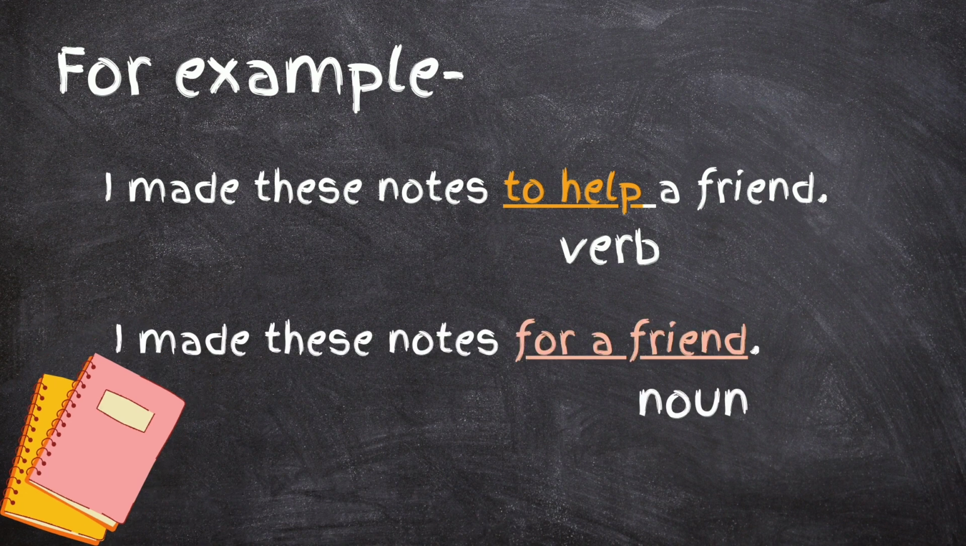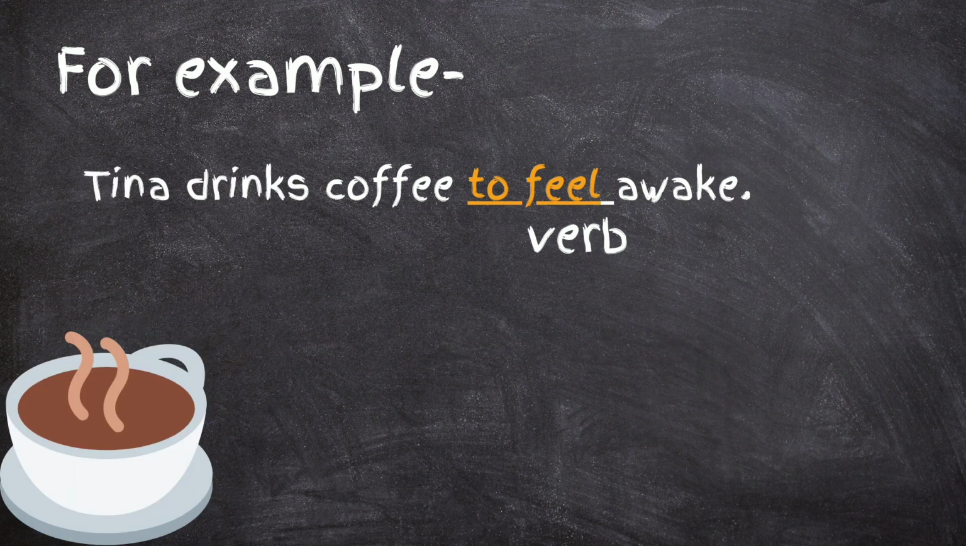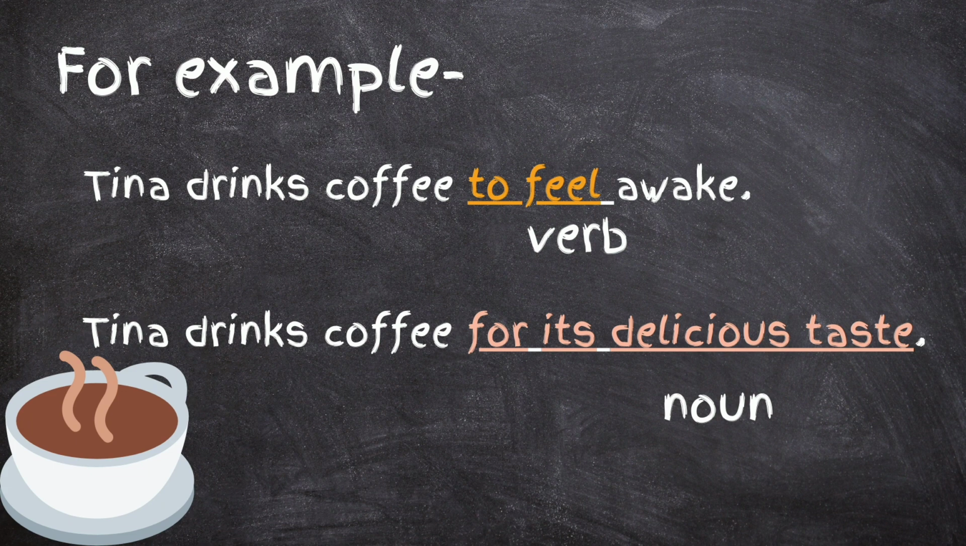I made these notes for a friend. Here, a friend, it's a noun, right? So we have used "for". Have a look at one more example. Tina drinks coffee to feel awake. Tina drinks coffee for its delicious taste.